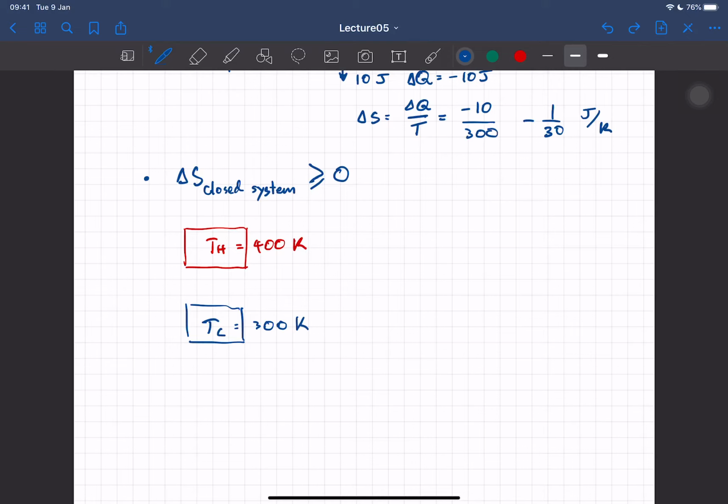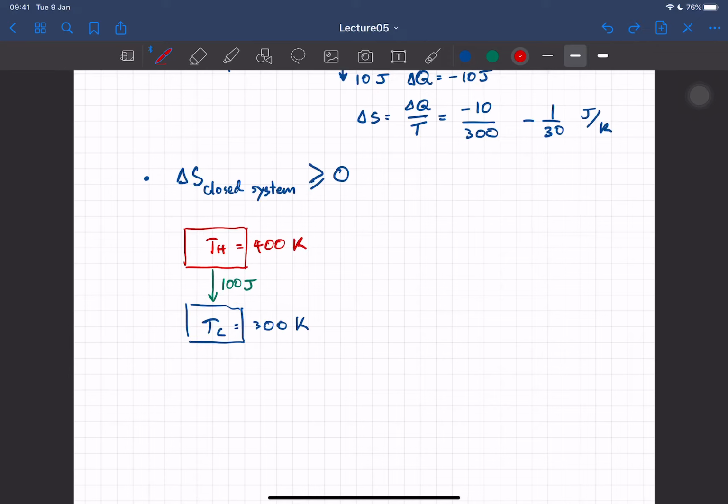So we know from our experience that heat is going to flow from hot to cold. So let's say we have heat Q flowing from the hot side to the cold side, and let's say that's 100 joules. So let's calculate the change of entropy of this closed system. We're going to divide our calculation into two parts, the hot part and then the cold part.